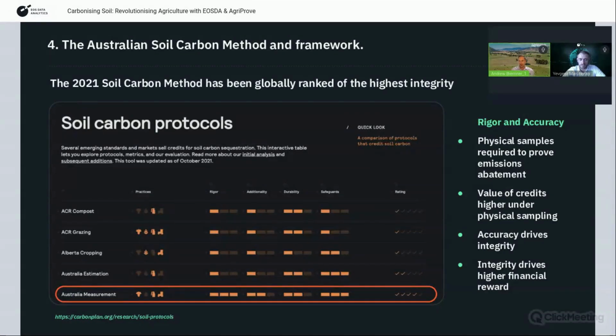So it does require careful consideration to achieve really cost efficient measurement, and also to be able to achieve it at scale. It's a challenge that AgriProve gladly accepts and continues to work in this framework. But yes, the Australian soil carbon method was ranked the highest across the globe for rigour and integrity.